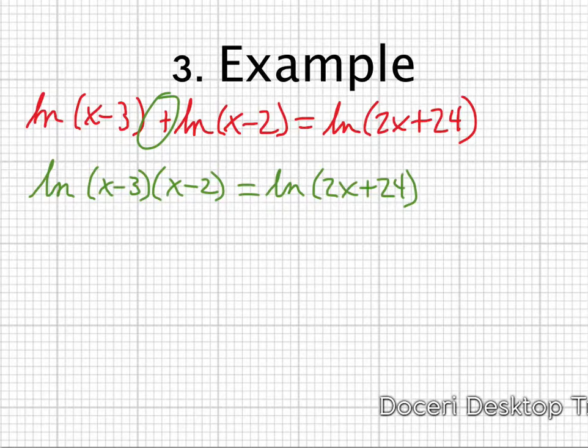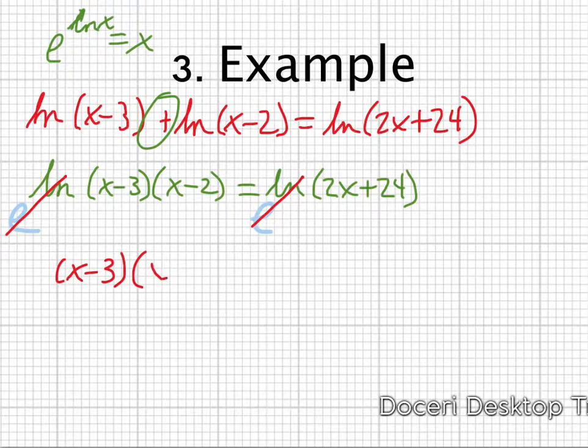Next, I'm going to let each side of the equation be the exponent for base e. Remember this property: if I have e to the natural log of x, that's going to equal x. The natural log and e cancel each other out, so to speak. They're inverses of one another. So I'm going to take e and make that be the base for both sides. Now the e and the natural log reduce because they're inverses. So I have x minus 3 times x minus 2 equal to 2x plus 24.